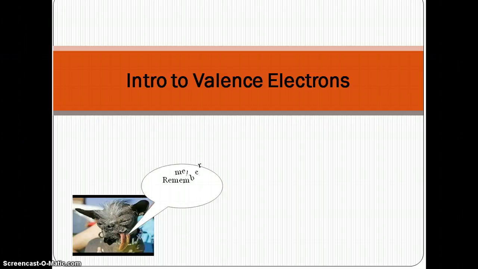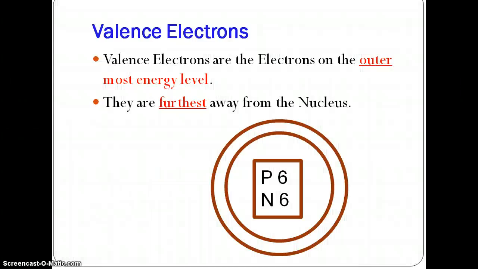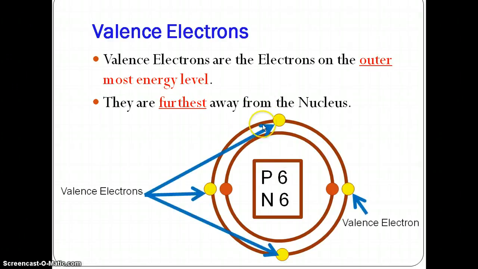Introduction to valence electrons. Remember little electro? Let's talk about the electrons. Once again, the valence electrons are the electrons on the outermost energy level. They are the furthest away from the nucleus. So here are all the electrons, but the valence electrons are the ones furthest away. So 1, 2, 3, 4 from the nucleus right here in the center. And again, the protons and the neutrons inside.